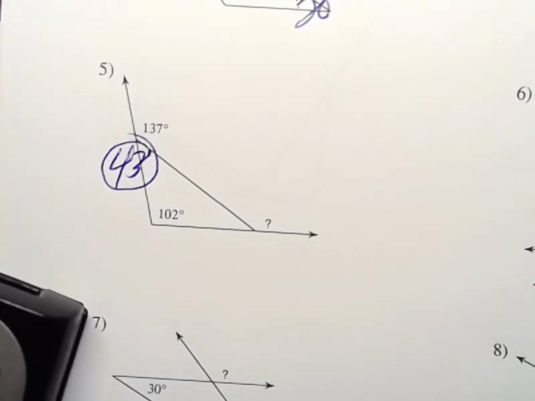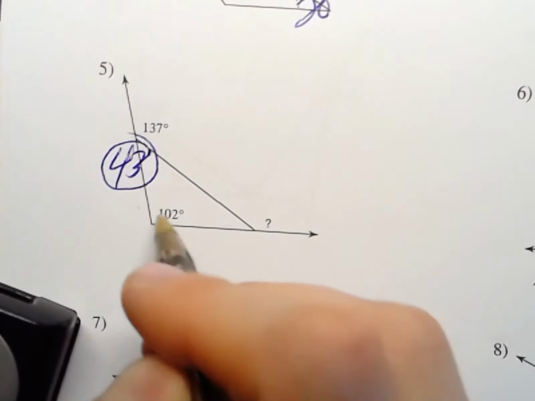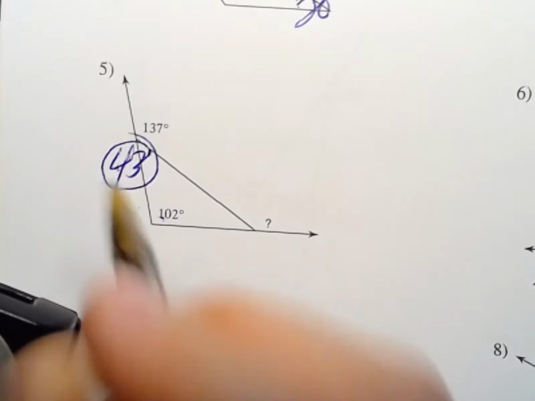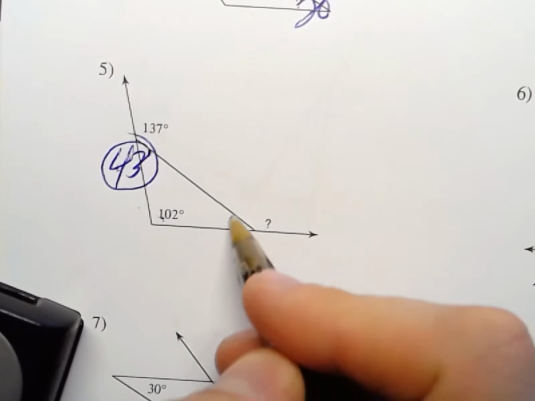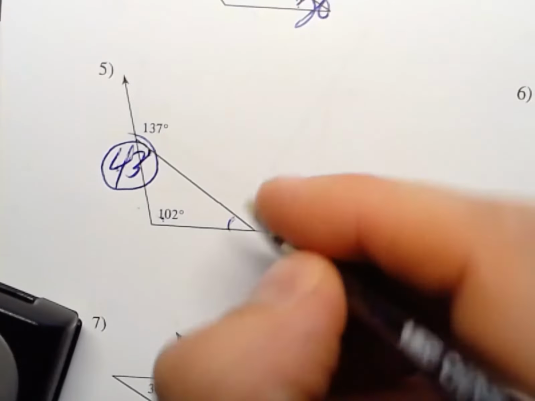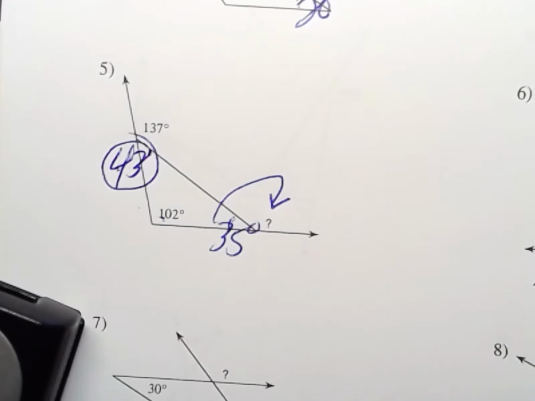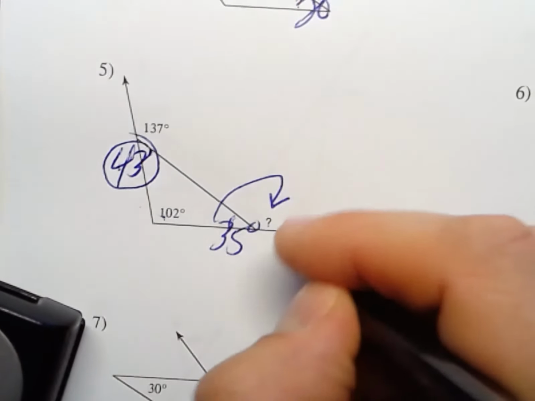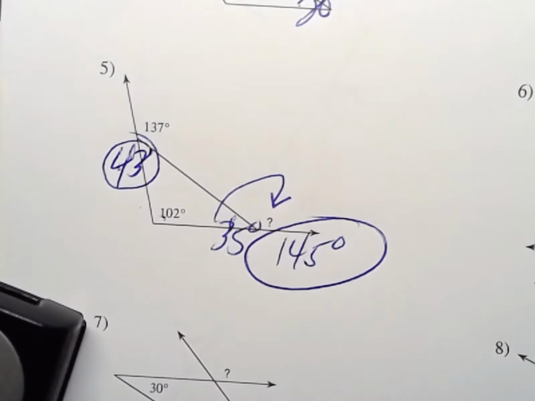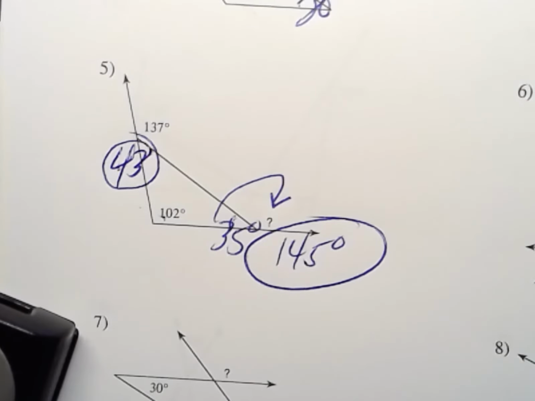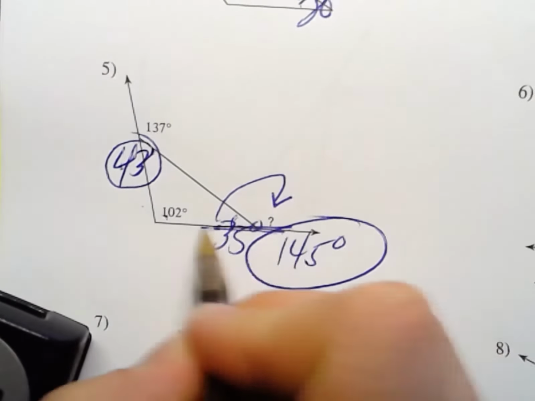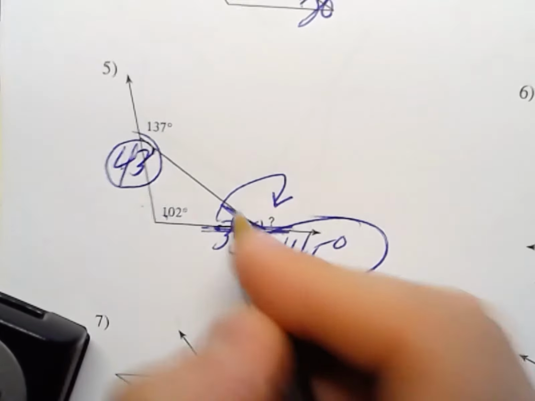So then 180 minus 102 minus 43 is going to give me this angle, which is what's left, and in this case that is 35 degrees, which means then if I'm trying to find the question mark there, the supplement of 35 is 145. So that's actually what I'm trying to find, because this is a linear pair right there. Don't forget about that. It's a linear pair right there.